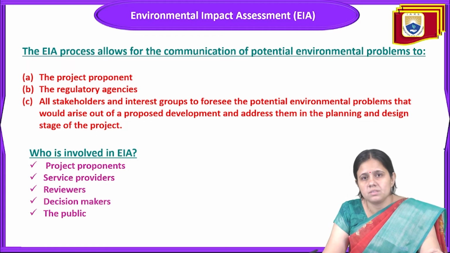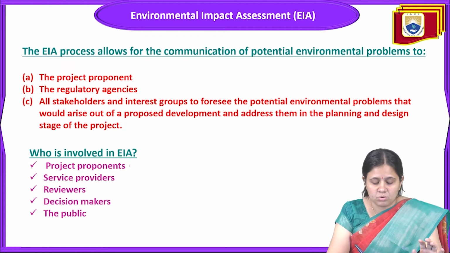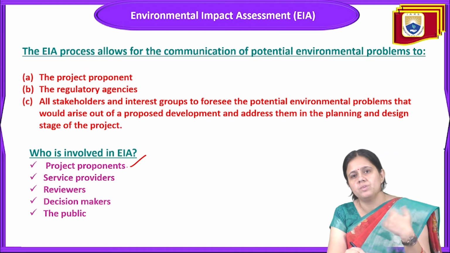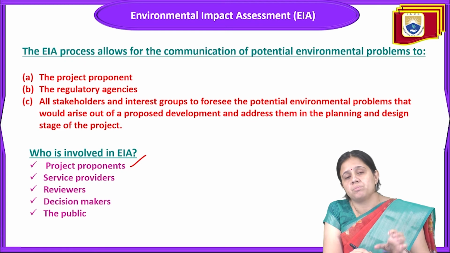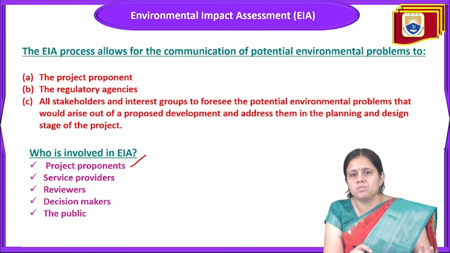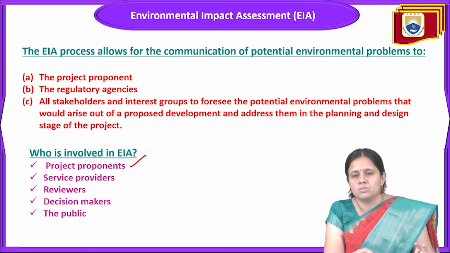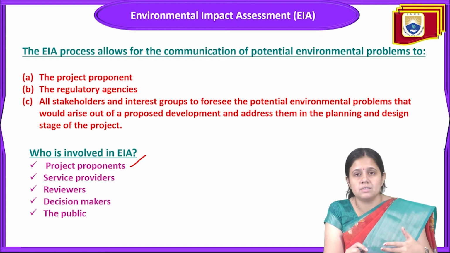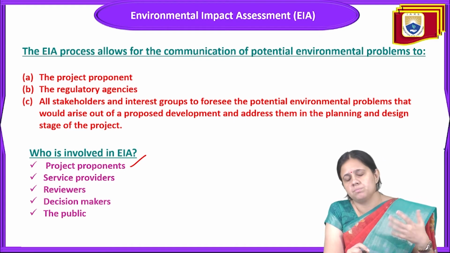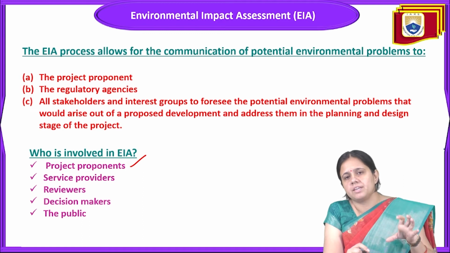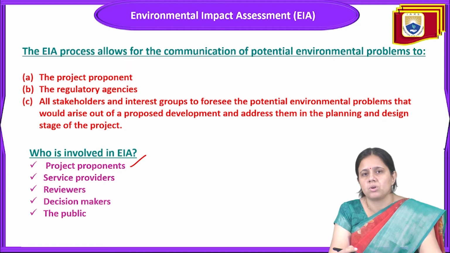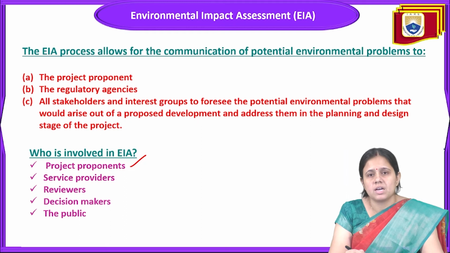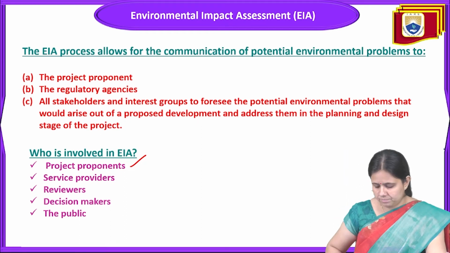And now the next thing is about who are the persons who will be involved in the EIA processes. First one is the project proponent, service provider, reviewer, decision maker, and the public. So these are the five important parties of the EIA. Project proponents are there, service providers are there, reviewers are there, decision makers and the public are there.